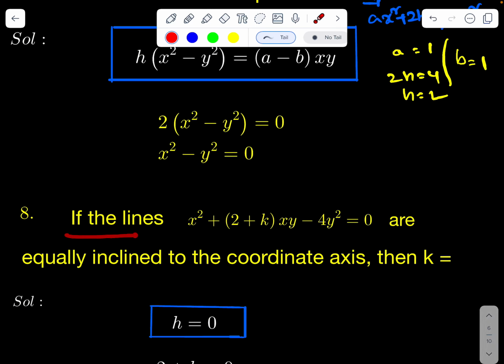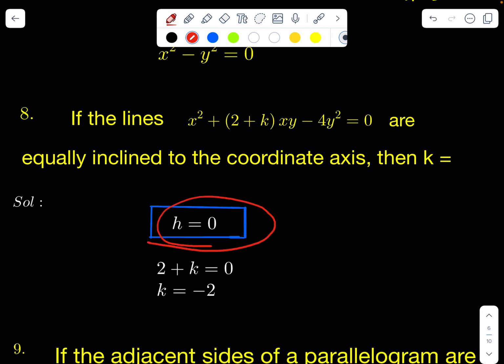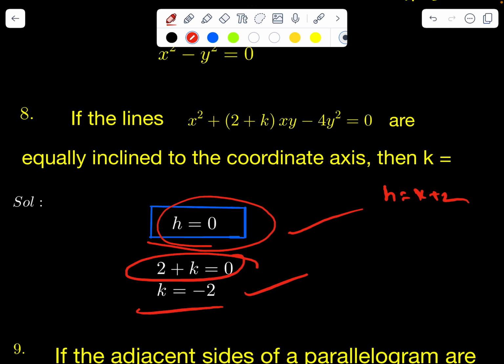Next sum. If the lines x square plus 2k xy, x square plus 2 plus k into xy minus 4y square equal to 0 are equally inclined to the coordinate axis, then k is equal to. It is in the form of ax square plus 2hxy plus by square equal to 0. The formula is h is equal to 0. Therefore, the value h is equal to k plus 2. Therefore, k plus 2 equal to 0, k is equal to minus 2.